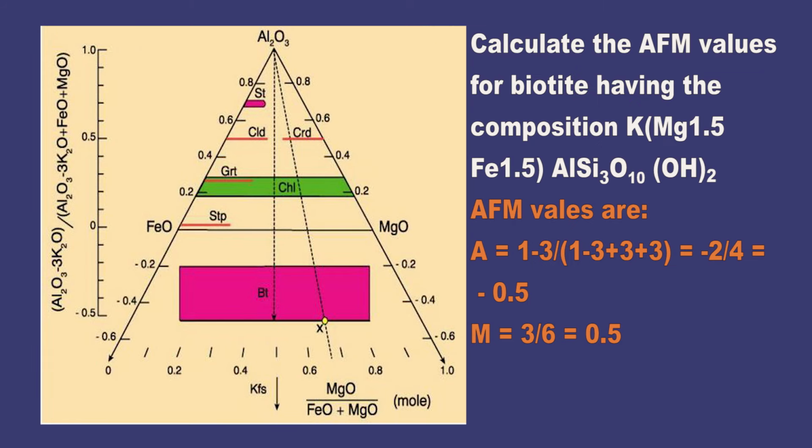Example, calculate the AFM values for biotite having the composition K Mg 1.5 Fe 1.5 Al Si3 O10 OH twice. AFM values are A equal to 1 minus 3 divided by 1 minus 3 plus 3 plus 3 equal to minus 2 divided by 4 equal to minus 0.5. M equal to 3 divided by 6 equal to 0.5.